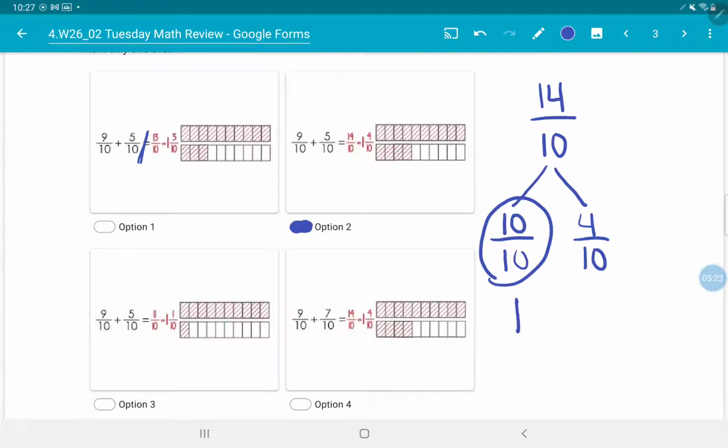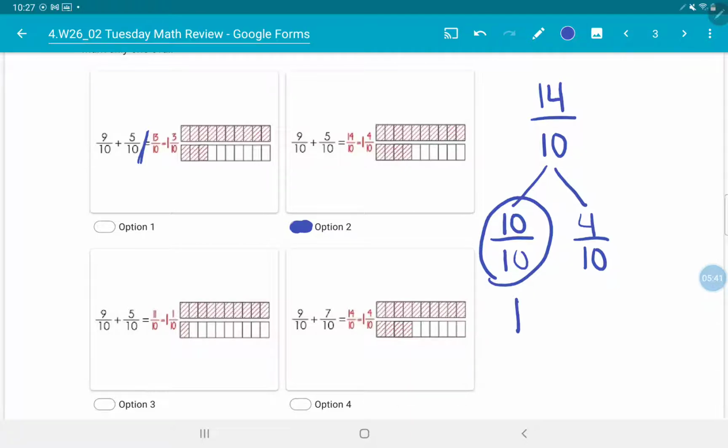What's wrong with option 4? It says it's 11, but it's actually 14. It says 9 plus 7, and that doesn't equal 14. Yes, exactly. In option 4, we have 9/10 plus 7/10, and 9 plus 7 is 16, not 14.